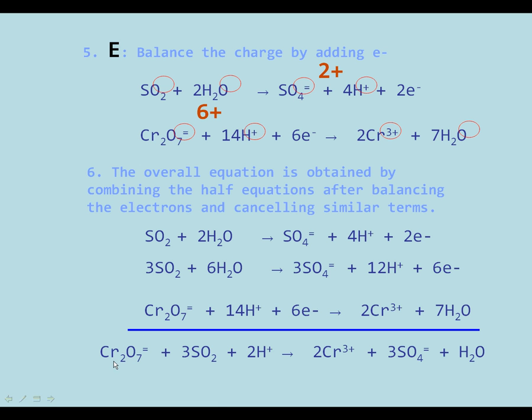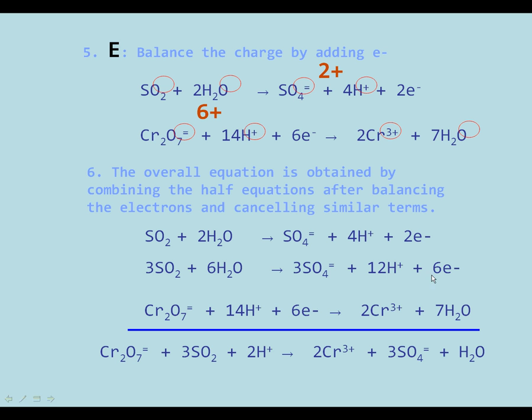1 dichromate ion is shown on the left, 3 sulfur dioxides are shown on the left. There are 14 hydrogens on the left of the second half equation, 12 hydrogens on the right of the first half equation. So that cancels out to leave us 2 hydrogens on the left. There are 6 water molecules in the first half equation, 7 water molecules on the right-hand side of the second half equation. So they cancel out to leave us 1 water molecule on the right. We carry down the chromium, 2 lots of chromium ions. We carry down the sulfate, 3 lots of sulfate. And I've already explained the water.